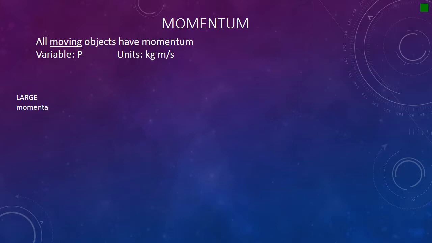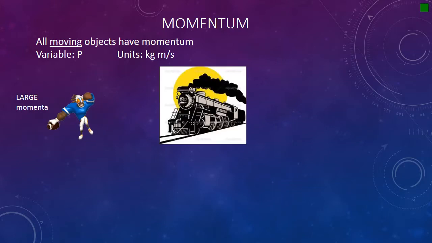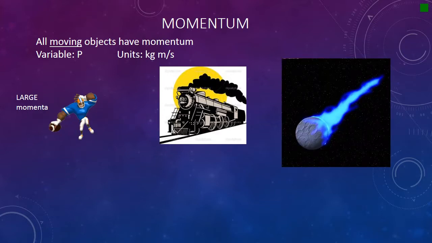So we're going to look at some objects that have some large momenta. A football player on the run is something that has quite a bit of momentum. And we can increase that momentum by increasing the mass. So you could have a train, something with larger momentum. A moving train weighs quite a bit in terms of tonnage and would definitely be harder to stop than a football player. But even more difficult to stop would be this comet hurtling towards the Earth. So again, we increase the mass, we increase the velocity, and we're going to have more and more momentum.